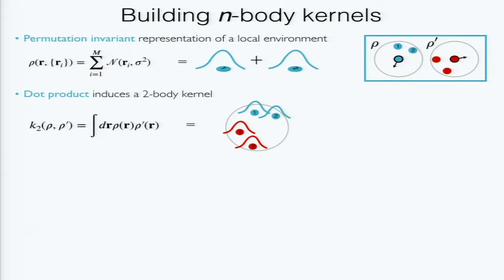Okay, so let's go a bit through the actual derivation of building a kernel. We start from a descriptor, because we have to transform this atomic environment, which can have many representations, into something that we can use in a kernel. So the most commonly used concept, which is also used in the SOAP kernel that I will present later on, is to put a Gaussian on every atom.